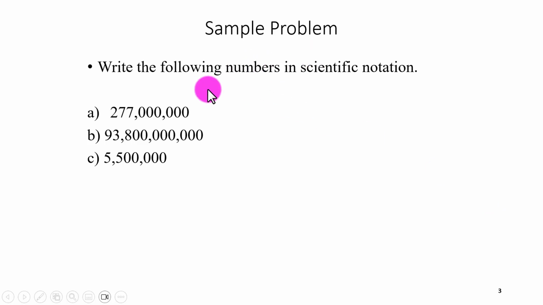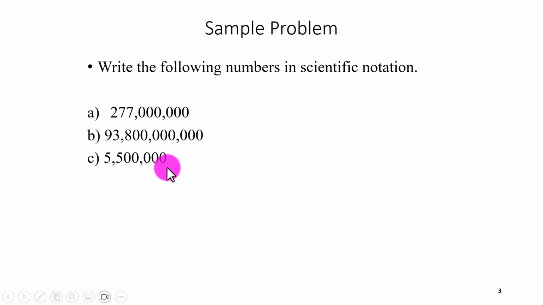Here is a sample problem. Write the following numbers in scientific notation. We have all large numbers. Note that large numbers will have positive powers of 10, so little n is going to be positive.